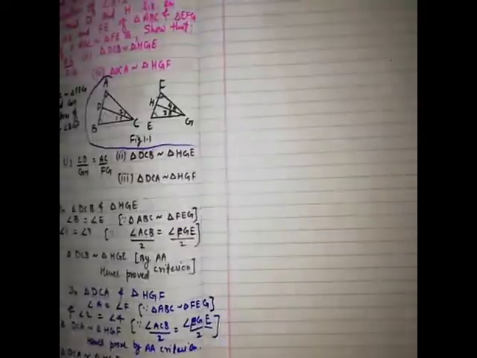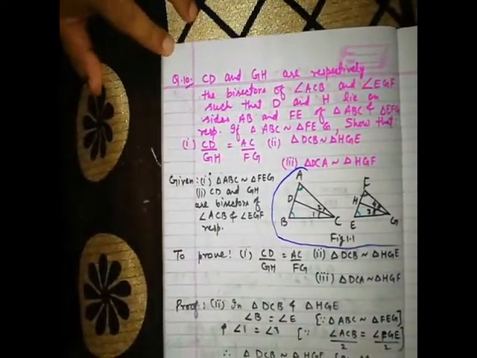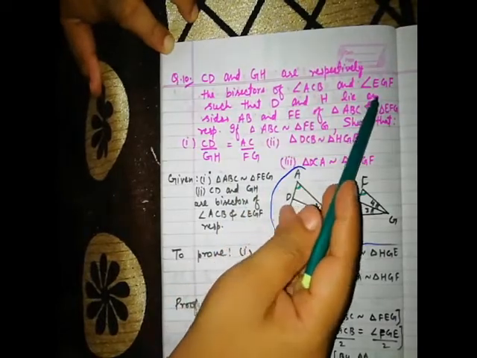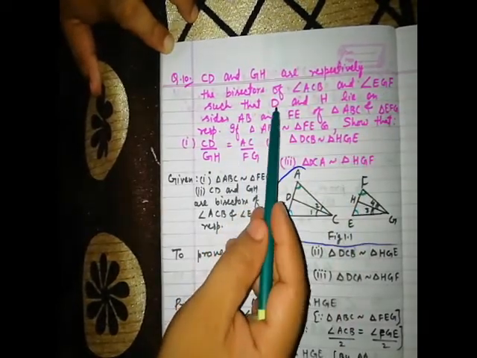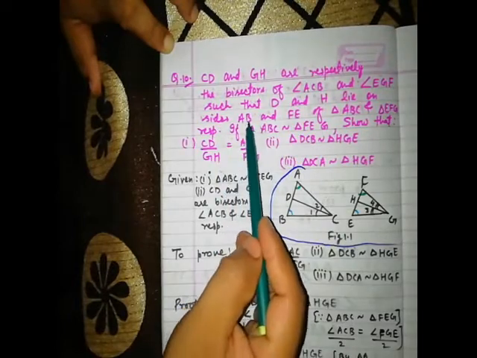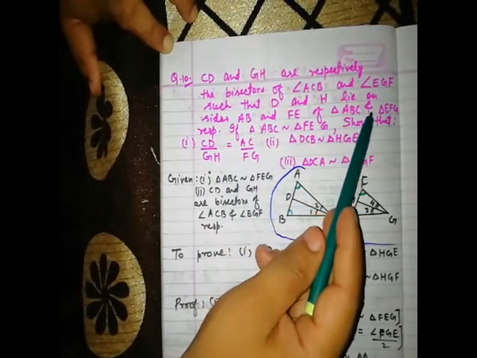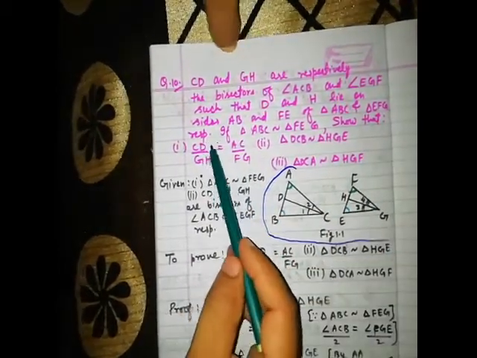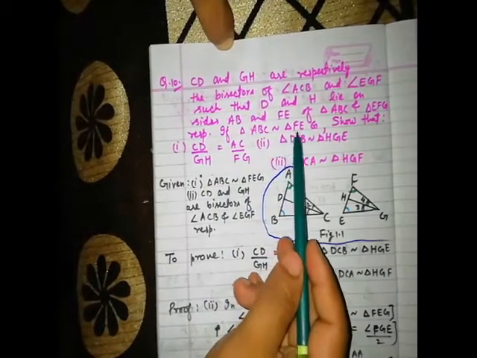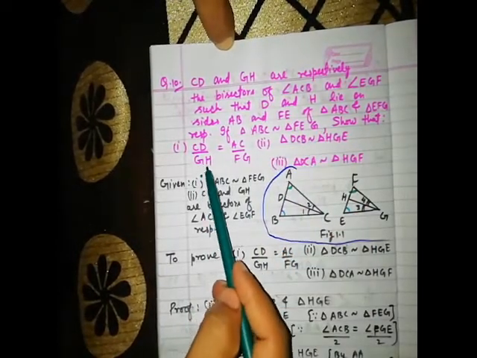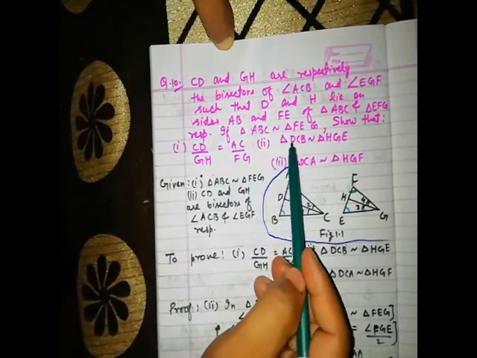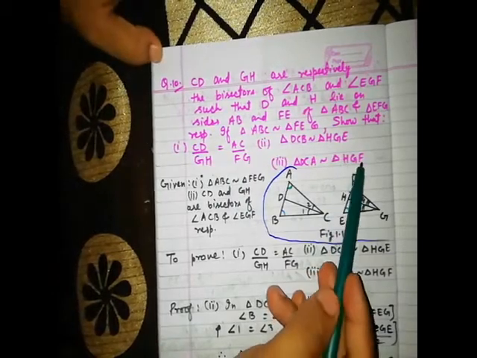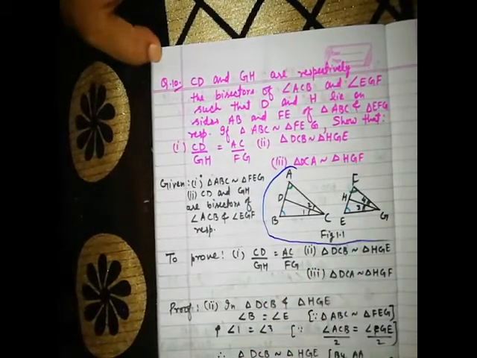And now question number 10. CD and GH are respectively the bisectors of angle ACB and angle EGF such that D and H lie on sides AB and FE of triangle ABC and triangle EFG respectively. If triangle ABC is similar to triangle FEG, show that CD upon GH equals AC upon FG. Triangle DCB is similar to triangle HGE. Triangle DCA is similar to triangle HGF. Here the diagram is not given.